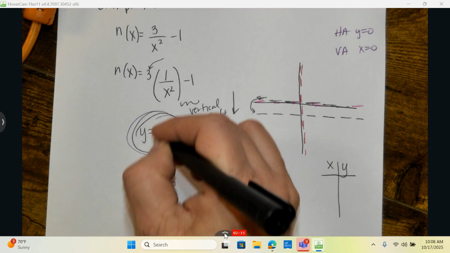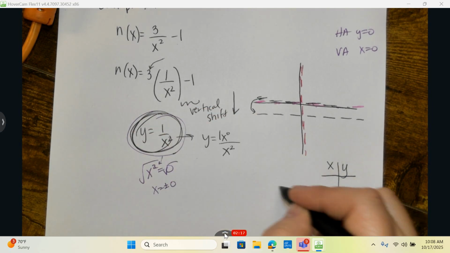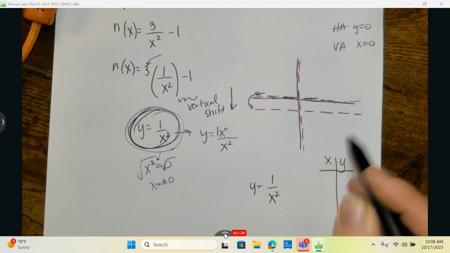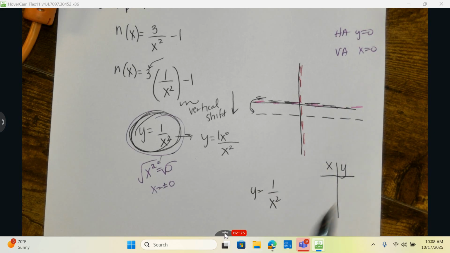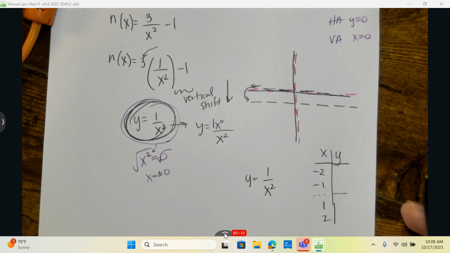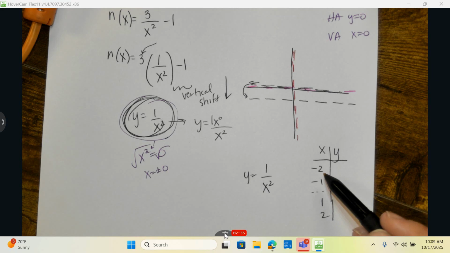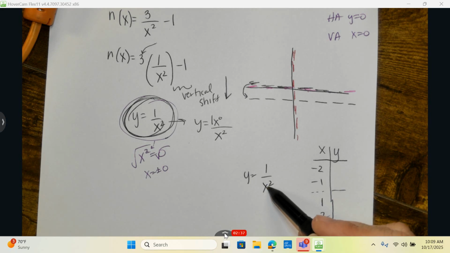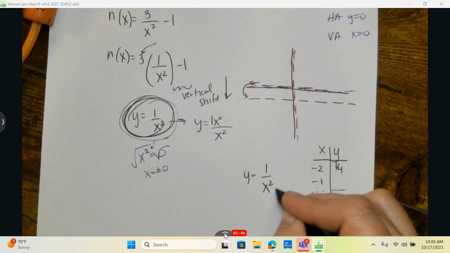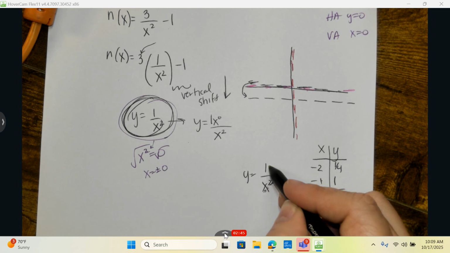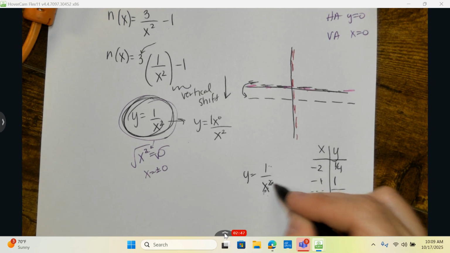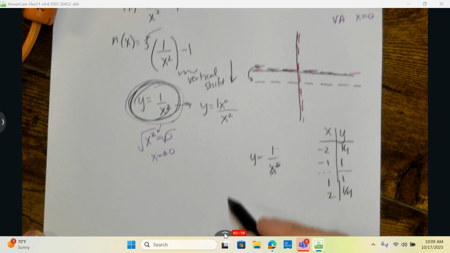And what I want us to focus on is this function. With this function, we can't input 0 because 0 is going to be our vertical asymptote, but we can do -2, -1, 1 and 2. If I plugged in 0, to get 0 in the bottom of a denominator, it's not possible to evaluate. So -2, well -2 squared is 4, and I end up with 1/4. -1 squared is 1, 1 divided by 1 is 1. 1 squared is 1, 1 divided by 1 is 1, and 2 squared is 4, 1 divided by 4 is 1/4.